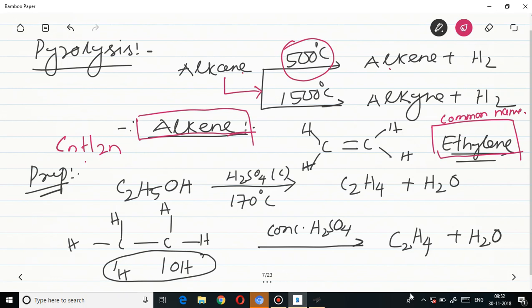Now we'll go to preparation. It's very simple. Now we have learned the action of sulfuric acid. What does sulfuric acid do? So sulfuric acid removes the water molecule. It is a dehydrating agent. See, this is the structural formula of ethanol. It removes the water molecule, and what will be prepared? C2H4. Now if this water molecule is removed, this carbon has to form a double bond. So it will become C2H4, and water molecule will be liberated. This is the first method of preparation.